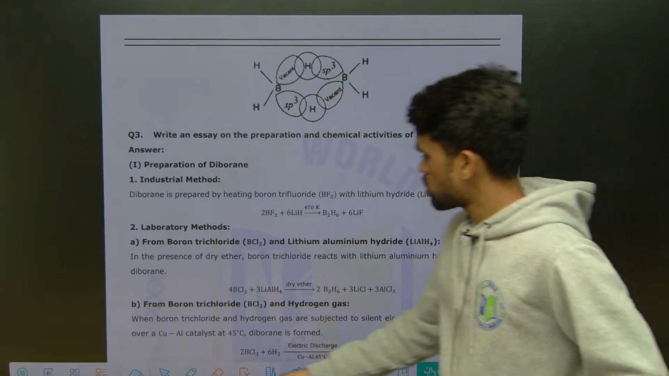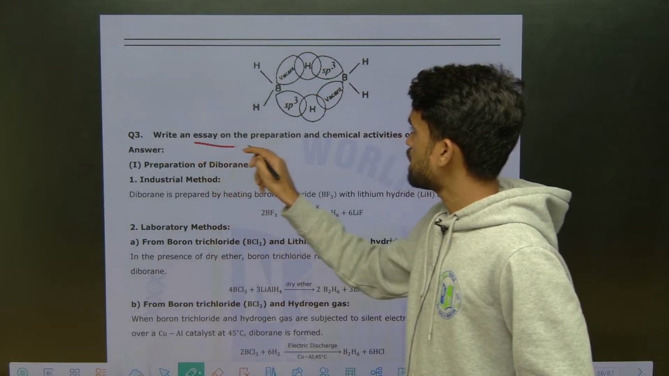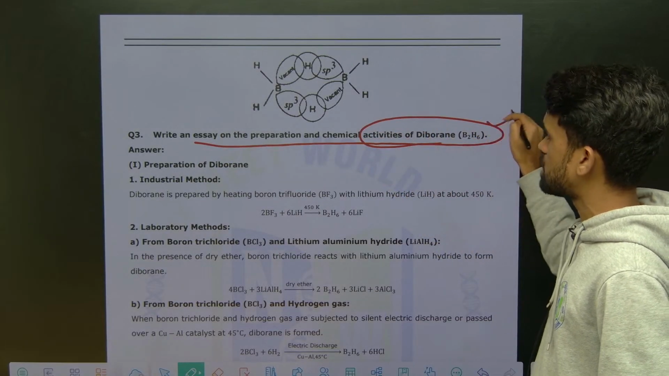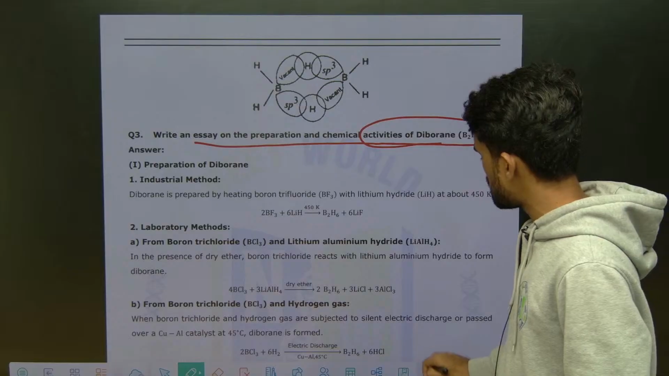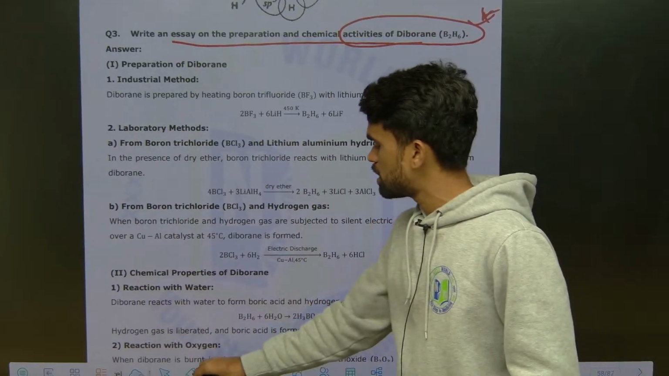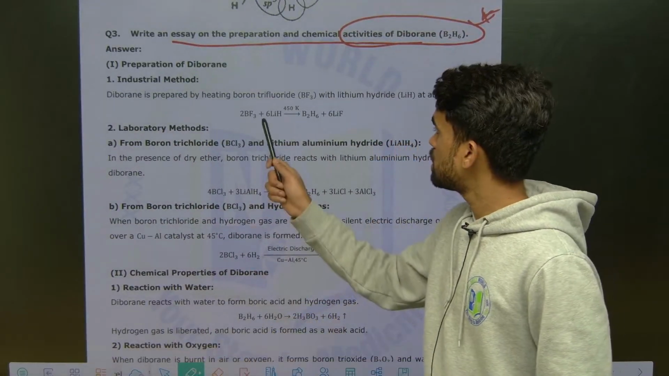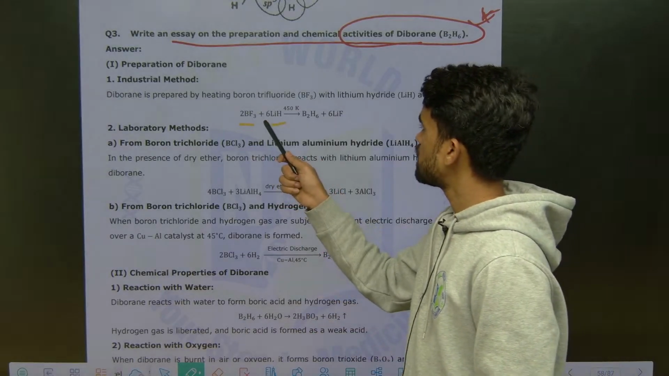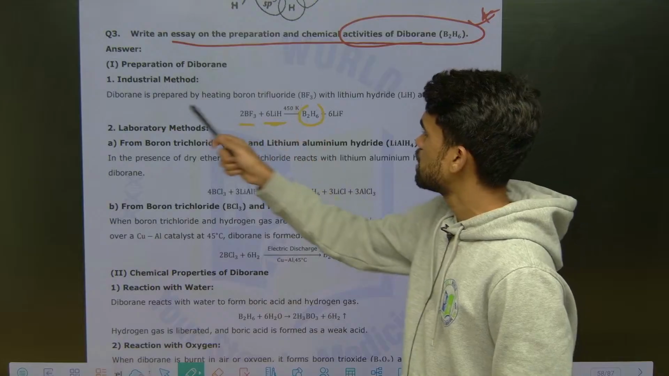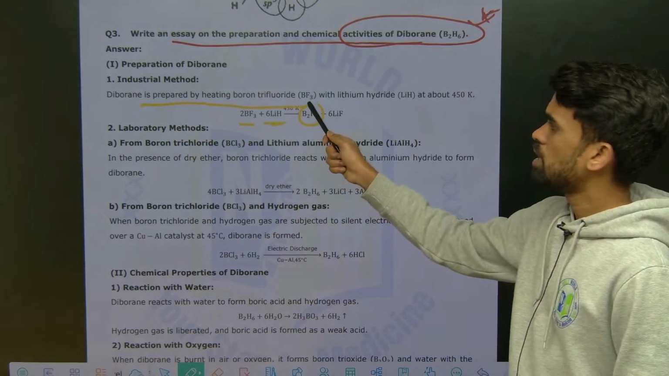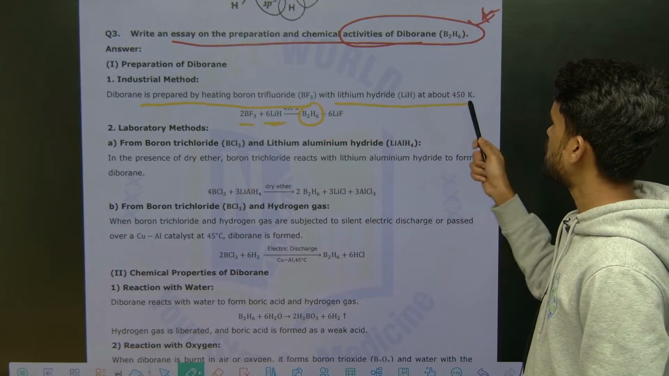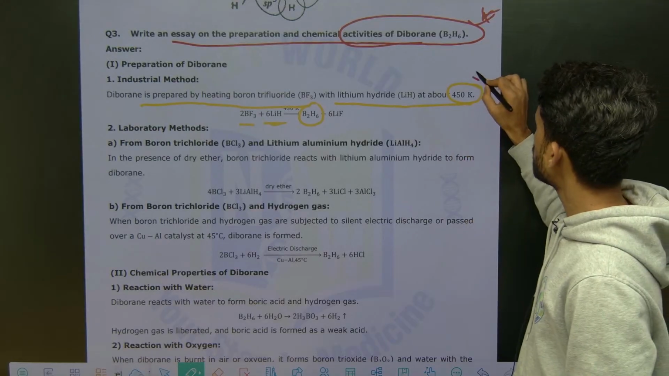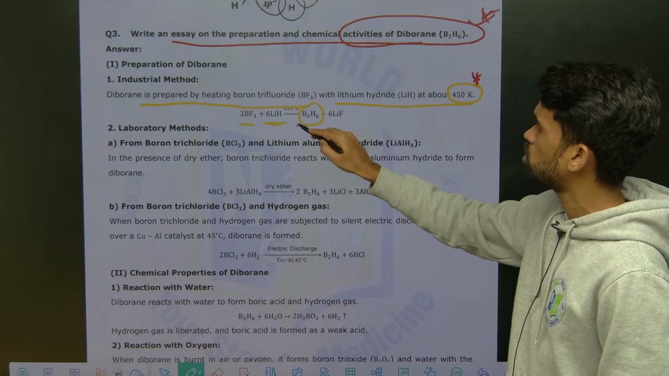So the next question: write an essay on the preparation and chemical properties of diborane, B2H6. What are the preparation methods we have seen? We treat BF3 with lithium hydride or lithium aluminum hydride. Diborane is prepared by heating boron trifluoride with lithium hydride at about 450 Kelvin. So if you heat at 450 Kelvin, you will get B2H6.